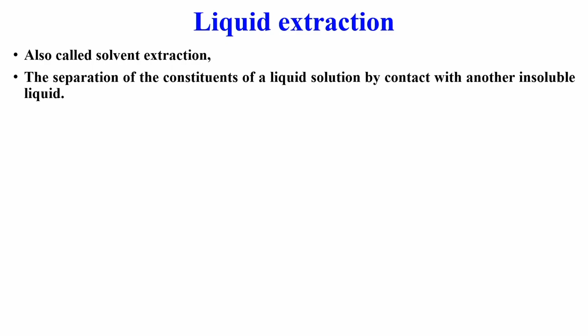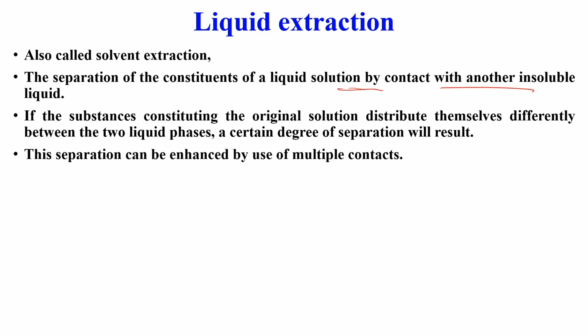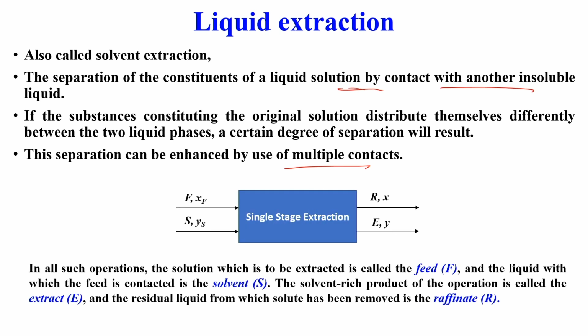So, it says the separation of constituents of a liquid solution by contact with another immiscible liquid or solvent. Once you mix it, depending on the partitioning coefficient, it tries to distribute among two immiscible liquids, and this separation can be enhanced by the use of multiple contacts. So, here when we say solvent extraction, we are going to use different terms.